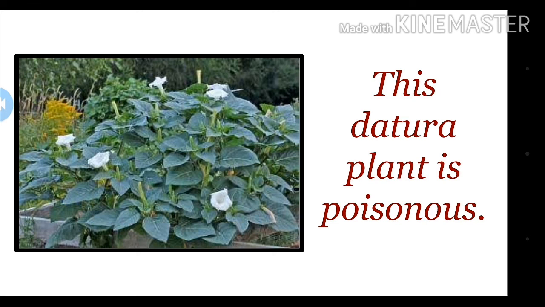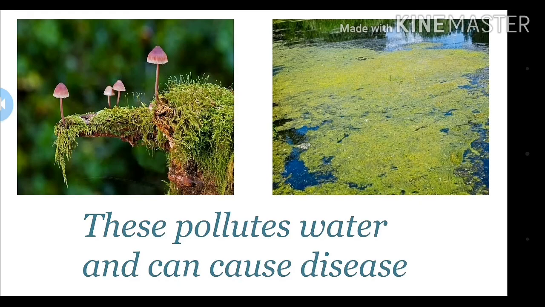Then the next is the datura plant. This datura plant is poisonous. Just as there are poisonous insects, in the same way there are poisonous plants. There are two more plants which are harmful, that is the fungi and algae. These two grow on land and also in water. And if they grow in the water, then the water gets polluted. And this polluted water can spread diseases. So these two are harmful for our health.